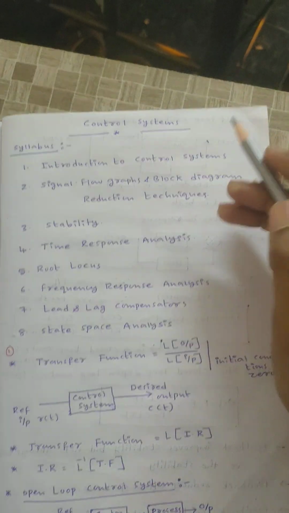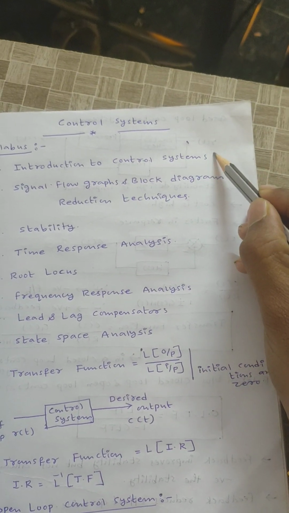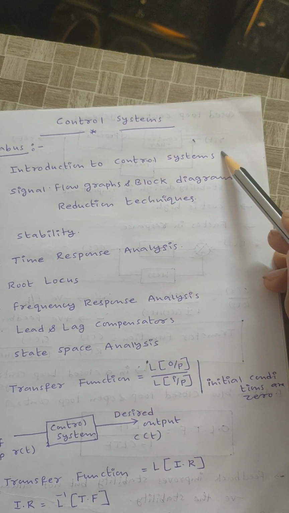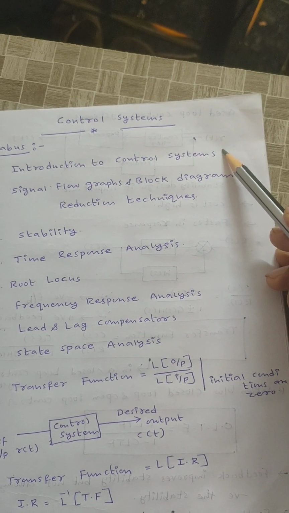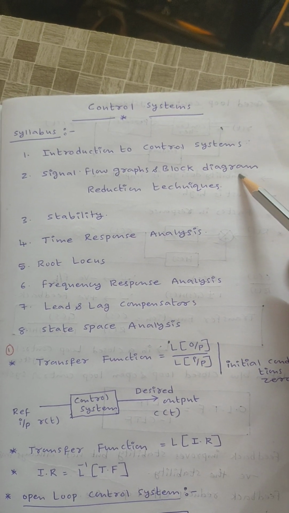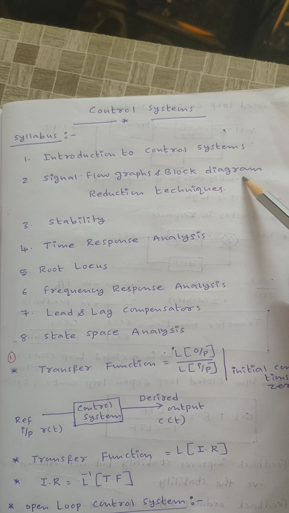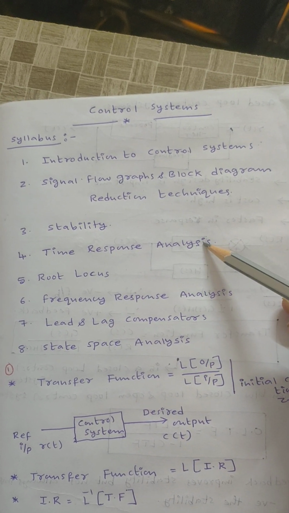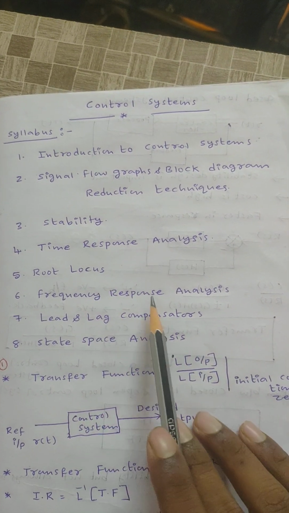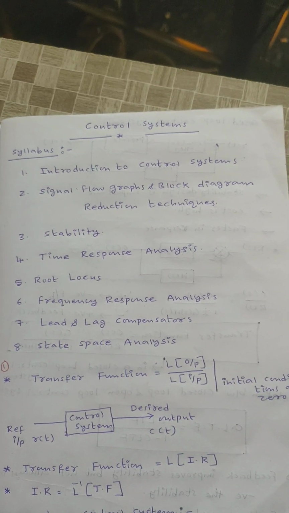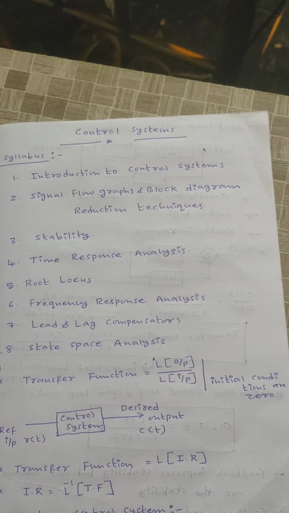In this control system course, the total syllabus is divided into units. First one is introduction. That means what is an open loop system, what is a closed loop system, what is a transfer function. All those are basics. Next, the second unit is signal flow graphs and block diagram reduction techniques. Third unit is stability. Fourth is time response analysis. Fifth unit is root locus. Sixth one is frequency response analysis. Seventh unit is lead and lag compensator. Eighth unit is state space analysis.